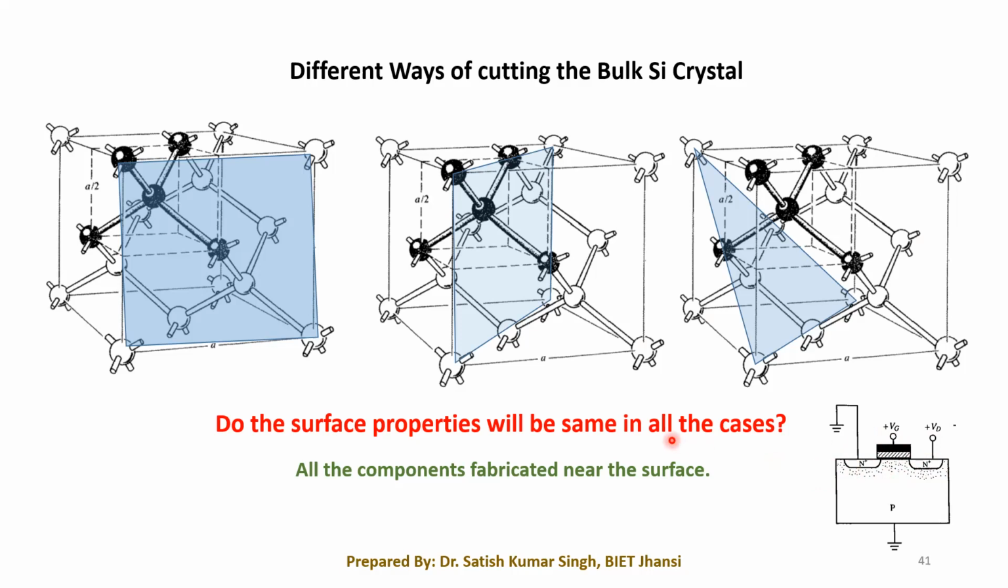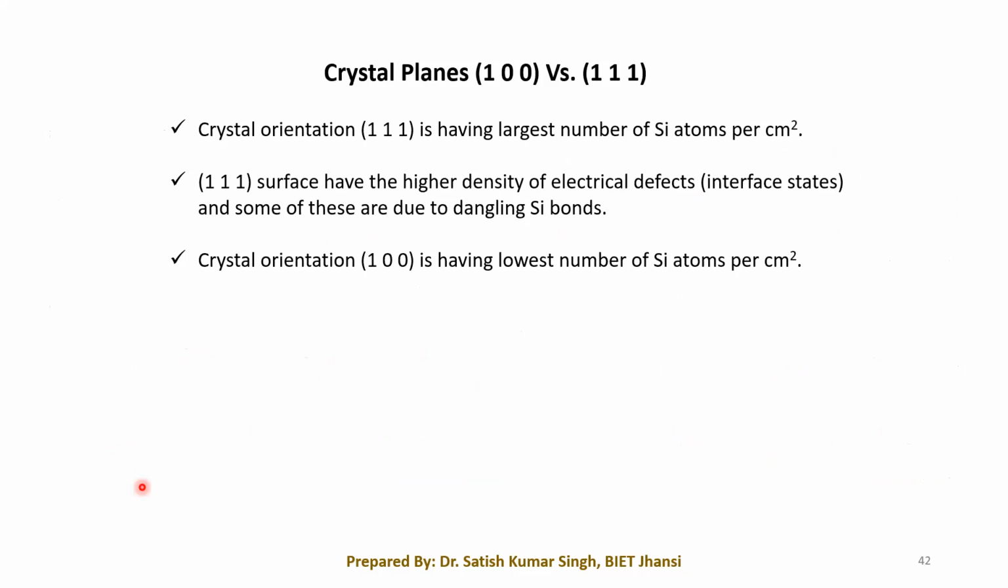The next thing we have to look at is these different orientations. When we cut the bulk crystal this way or that way, what are the different experimentally observed results? Basically, we talk about these two planes: the 100 crystal planes and the 111 planes. This has already been found experimentally for crystal orientation 111.